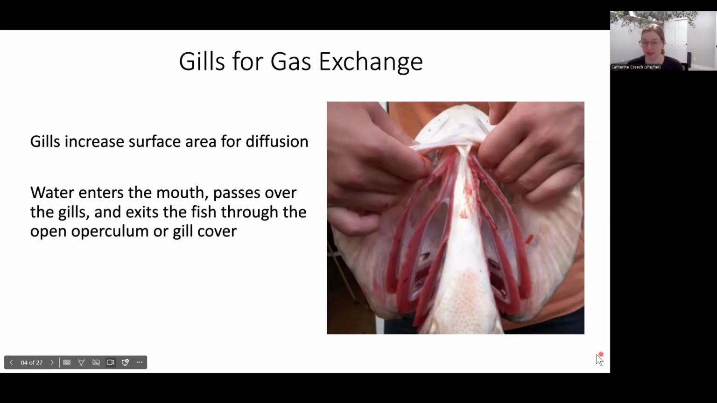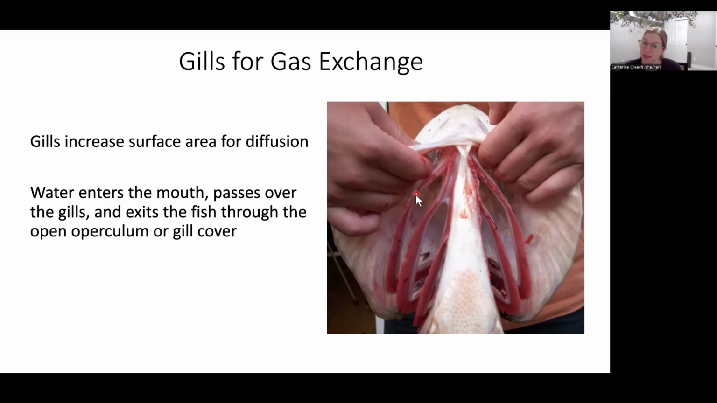Unlike the gill system, so here we have a pike. This is a type of fish. We've pulled back the gill cover, also called the operculum. And under the operculum, you can see these gills in your fish in the pharyngeal region. These gills, much like the axolotl, they have a lot of fringe, and that fringe increases the surface area. And so we have capillaries, which are blood vessels running through this area, and gas exchange occurs here.